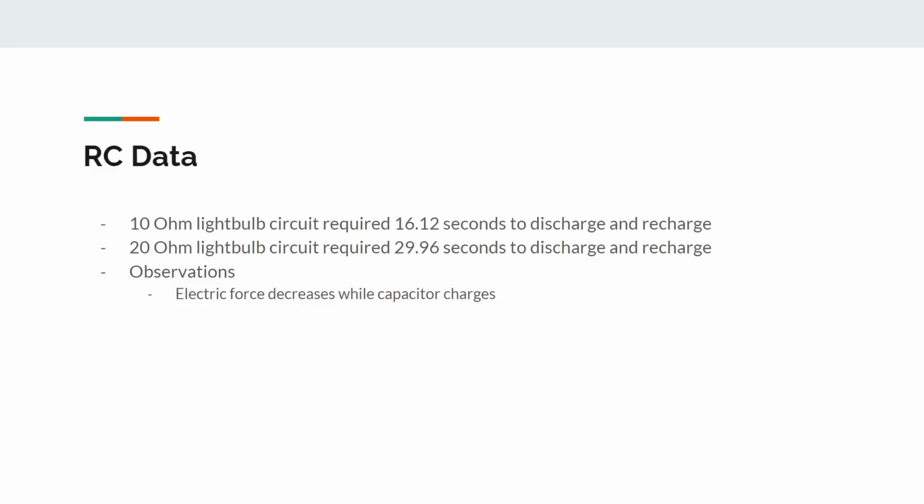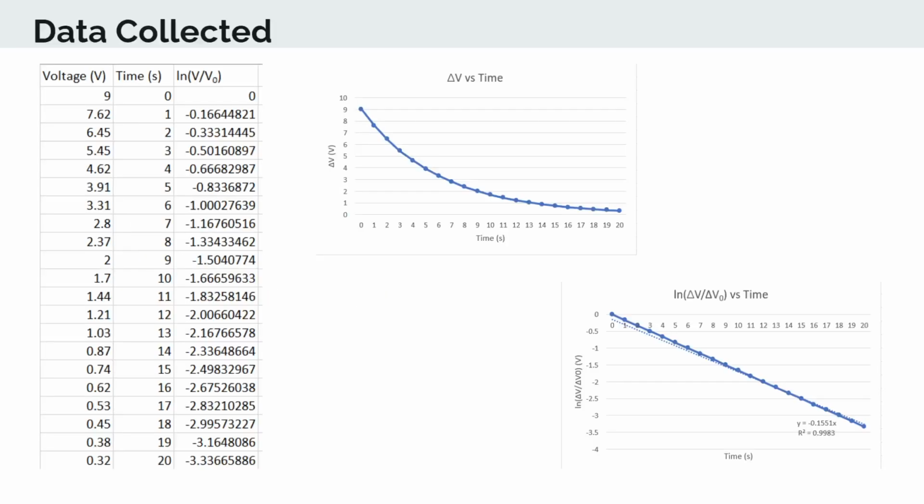Okay, so for the RC data, we had a 10 ohm light bulb circuit that required 16.12 seconds to discharge and recharge. It was symmetrical. And then we had a 20 ohm light bulb circuit that required 29.96 seconds to discharge and recharge. Part of our observations here is that the electric force decreases while the capacitor charges.